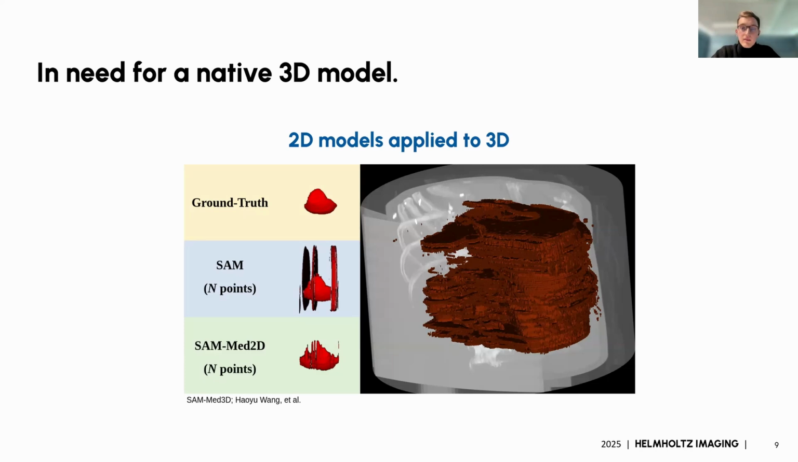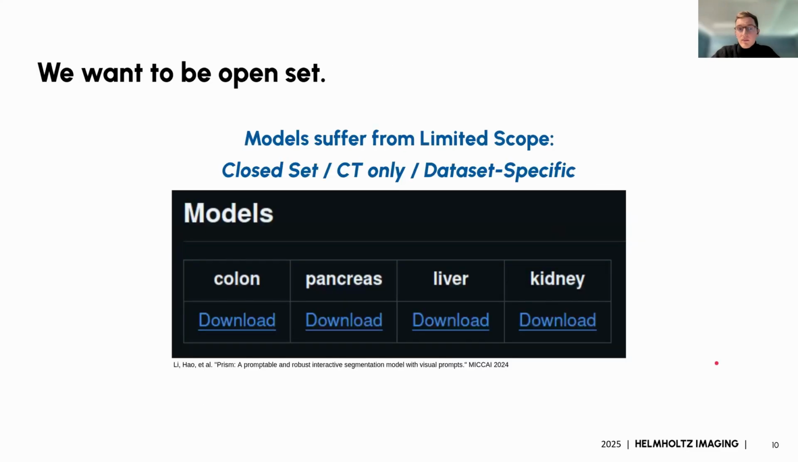And if you then move on and look into the open-setness of the models, you quickly find out that the models are designed for specific segmentation targets. This is a GitHub page where you want to download a specific model for colon, pancreas, or liver cancer, which in the end is something you could just train a U-Net on. Why would you need an interactive segmentation model if the model only works for liver cancer, for example? And many of them also are modality specific, so CT only, or even dataset specific.